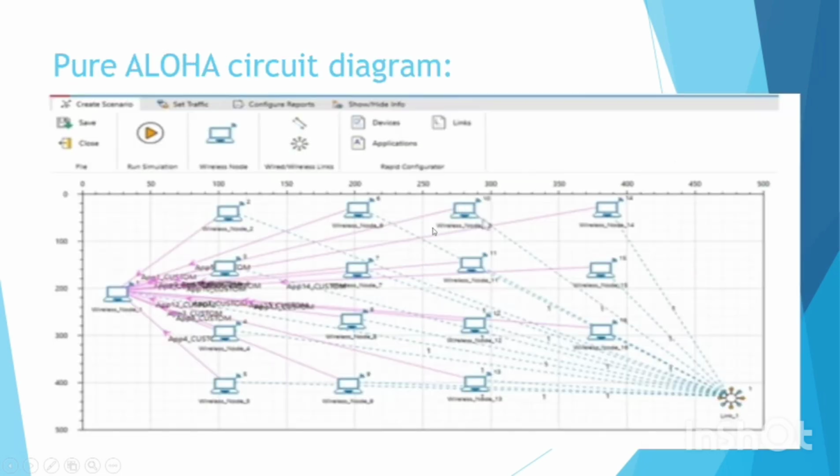This is the circuit diagram of pure ALOHA that we built in the NetSim simulation. Here we have taken 16 computers and one sending node, and here is a receiver node. These 16 computers are all connected together and they all transmit. This is pure ALOHA, right? So all transmit at a similar time, which means collision definitely occurs. All the collisions are carried on this wire.